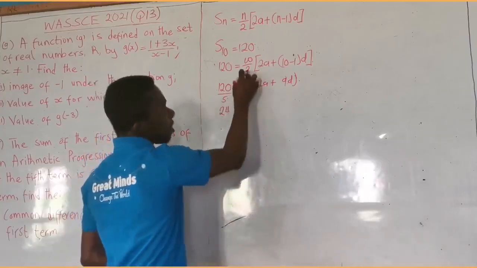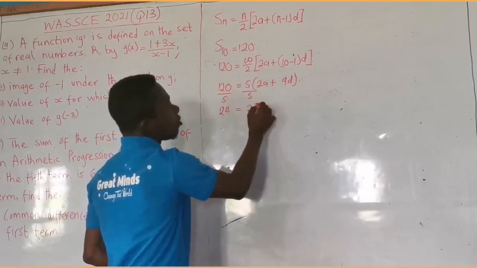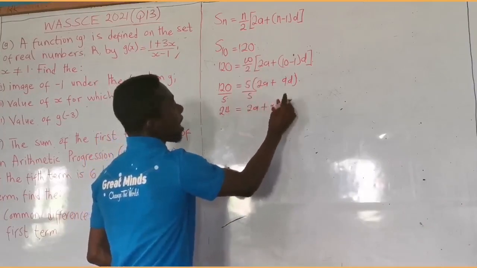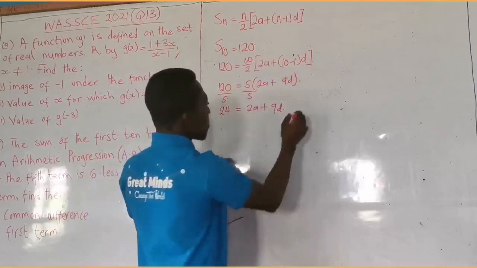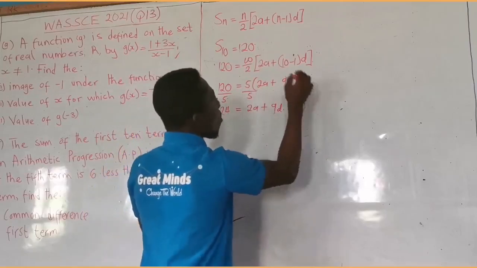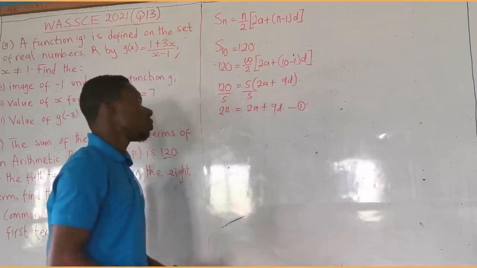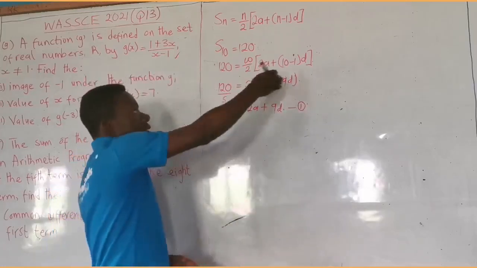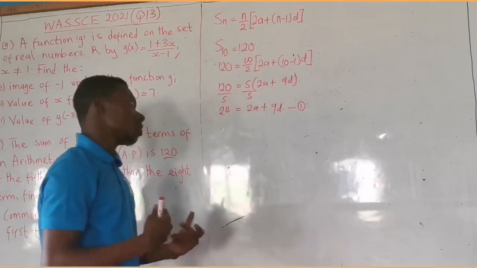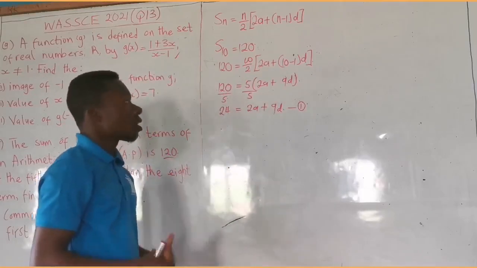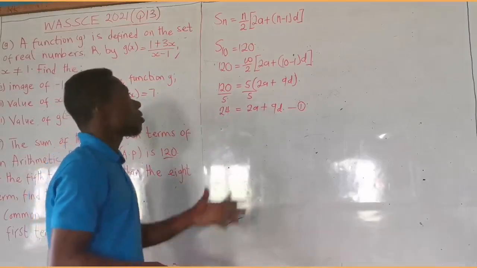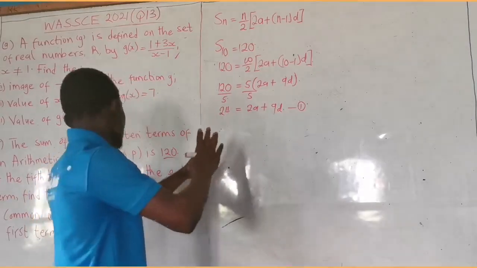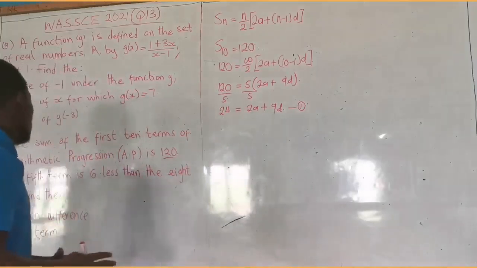So after that, the 5 becomes 1, making it 2a plus 9d. And that will give us our equation 1, and that becomes very simple for us. Or you can better still expand if you want to go by that approach. It's fine. Because we didn't get the same equation in that case. So that is the sum of the first 10 terms of the arithmetic progression.